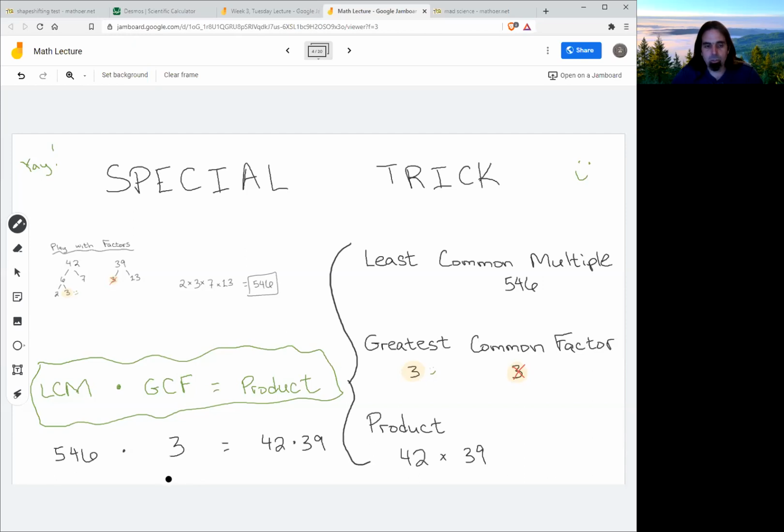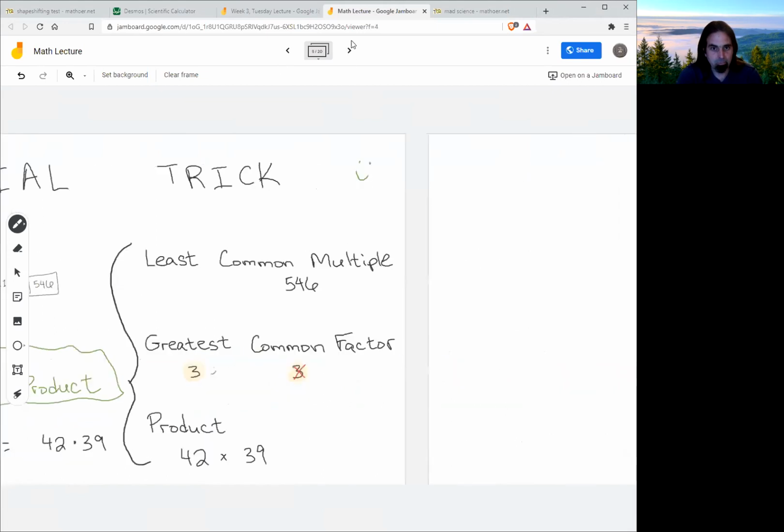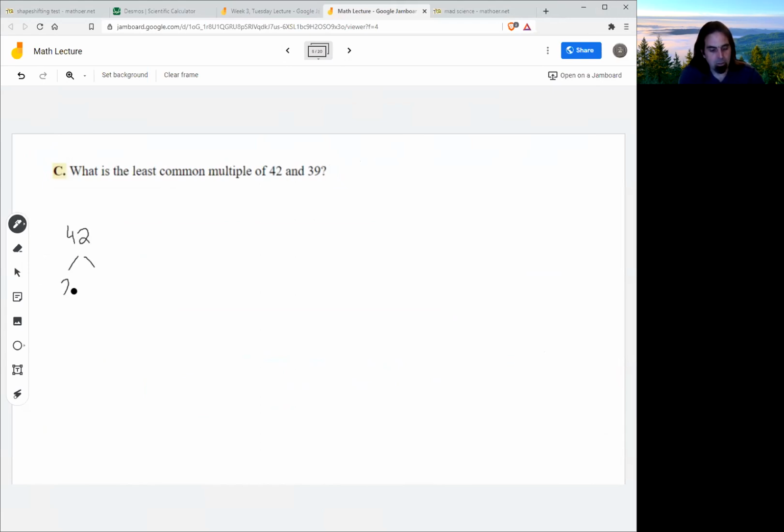But this means it's great if we want to work backwards. If I was asked, what is the least common multiple of 42 times 39? And the random number generator was mean to me, like this one, then I could say that 42 is 3 times 14, factoring it more if you needed to. 39. Is the 14 bothering you? Let's just do what we did before. Everyone's going to say it's 6 times 7. So then we write out our trick that our least common multiple times the greatest common factor is 42 times 39.